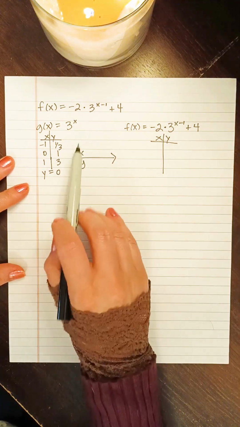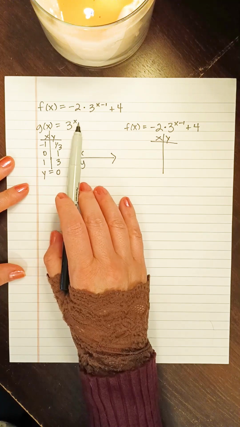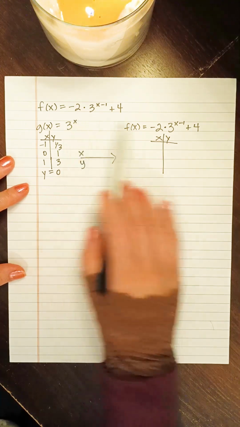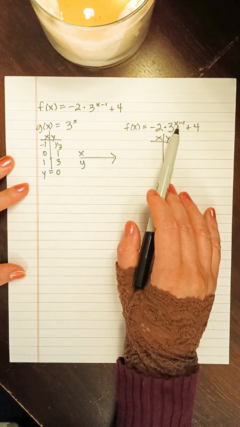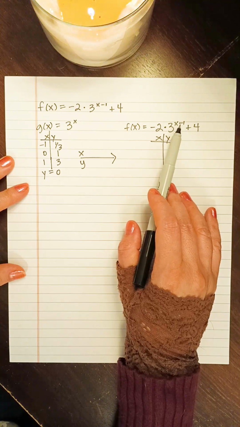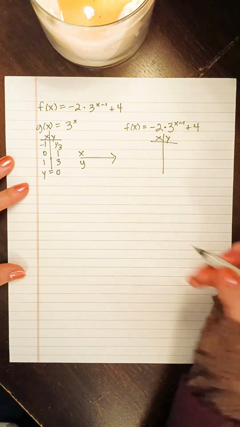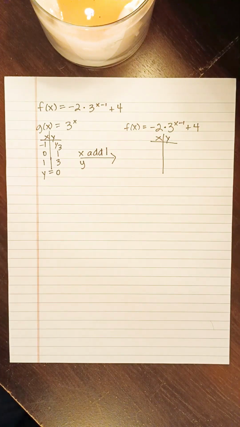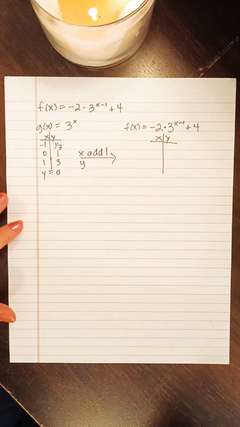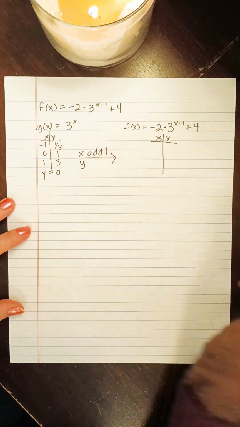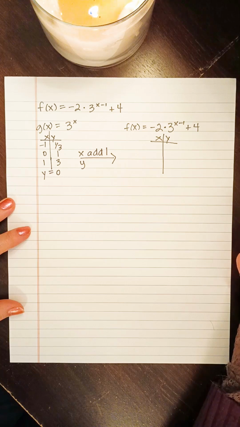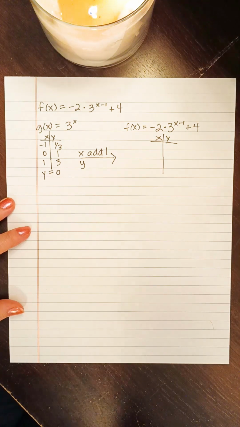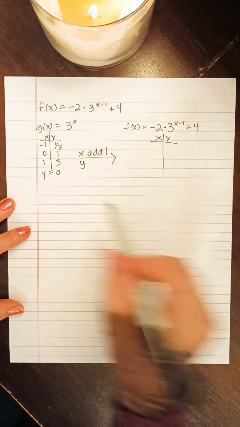Let's look at what happened from this x value to here. It looks like we subtract 1, but we actually add 1. We actually do the opposite operation. So it shifted right 1 unit. There was a horizontal shift. And I'll show you in a minute the reason why you do the opposite operation to your x values.